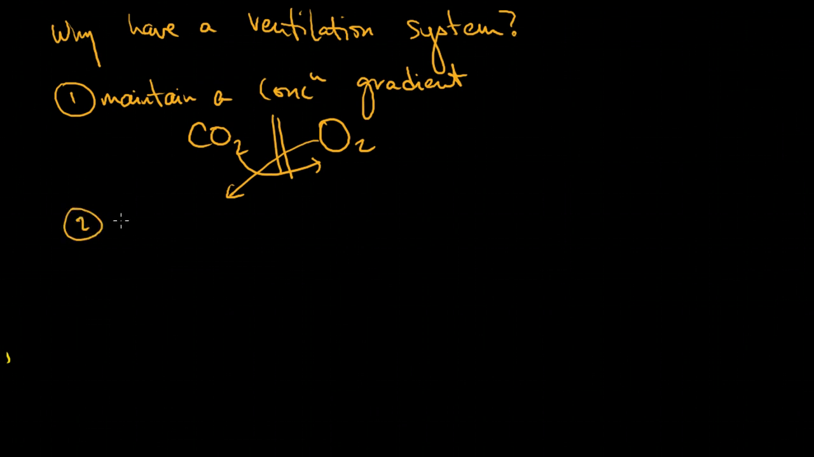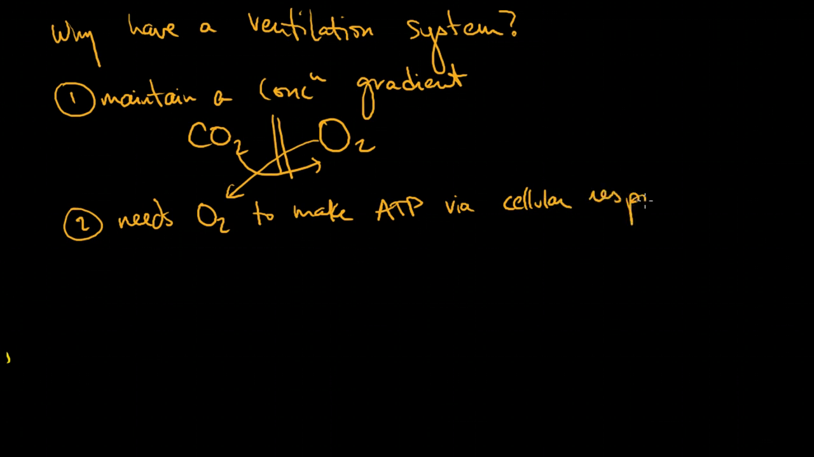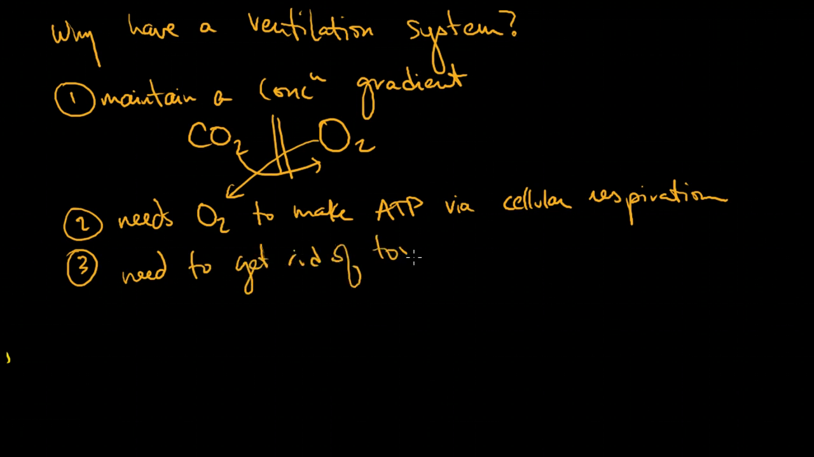So I mentioned this, that the body needs oxygen to make ATP via cellular respiration, and we need to get rid of toxic CO2.